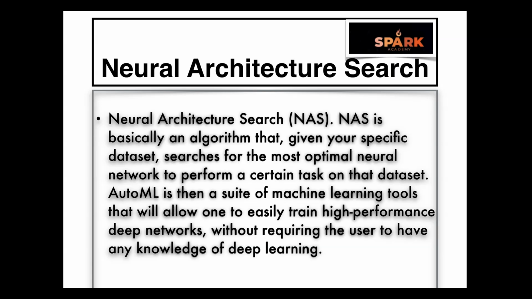Now we're going to understand neural architecture search. Neural architecture search, also called NAS, is basically an algorithm that, given your specific data set, searches for the most optimal neural network to perform a certain task on that data set. AutoML is then a suite of machine learning tools that will allow one to easily train high performance deep networks without requiring the user to have any knowledge of deep learning.